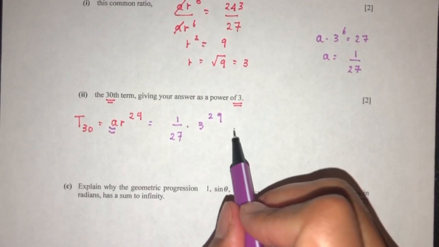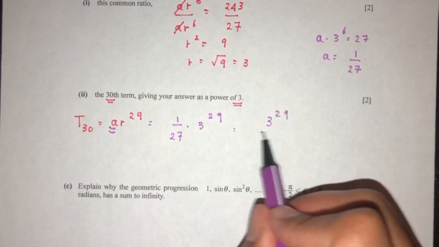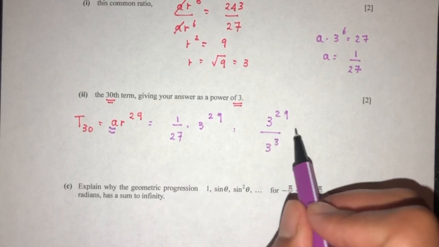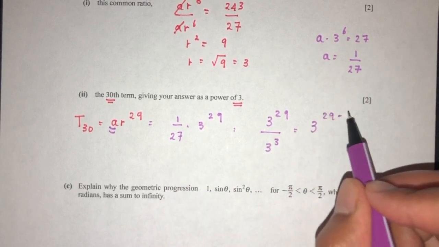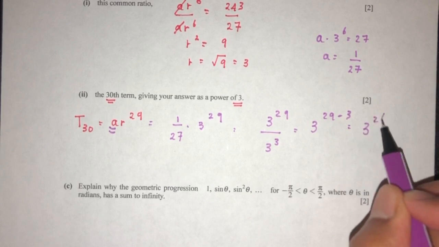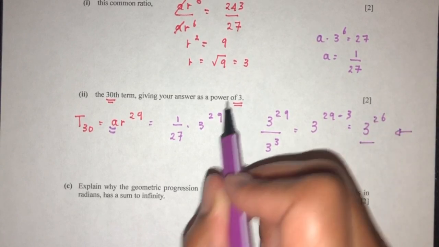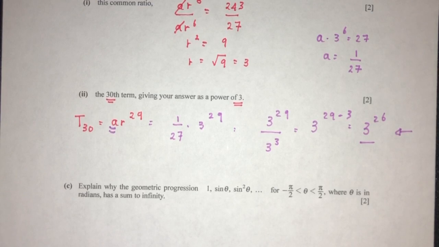So simplify. 3^29. What is 27? 27 is 3^3. That will be 3^(29 minus 3), which should be 3^26 as your answer, as required, as a power of 3. That will be part 2 of your question.